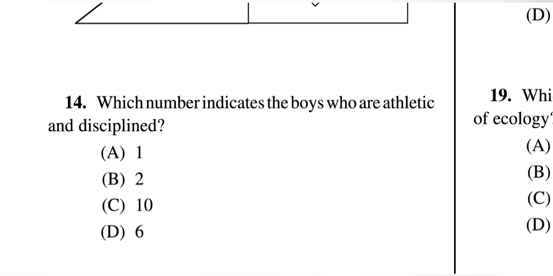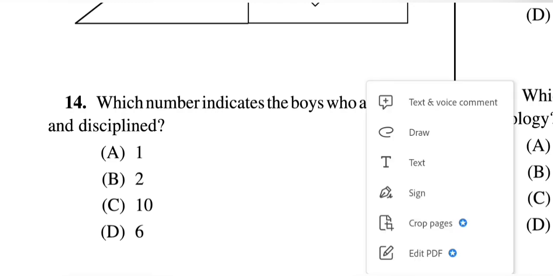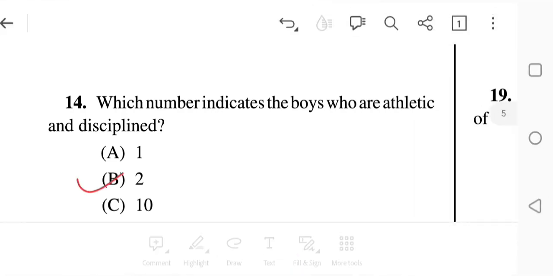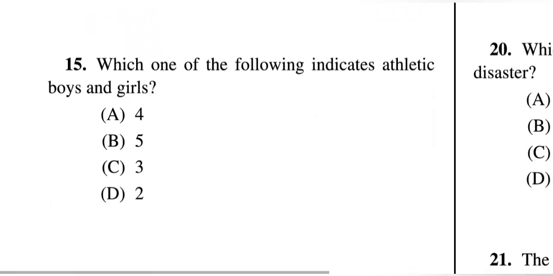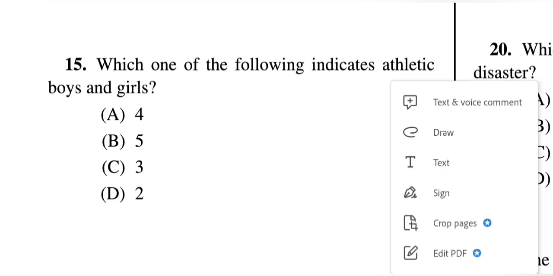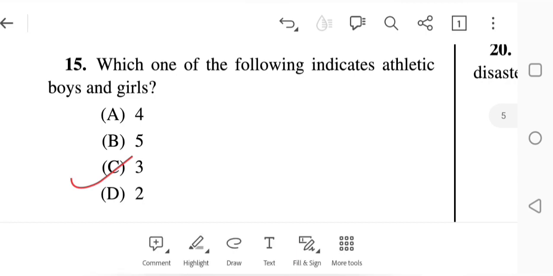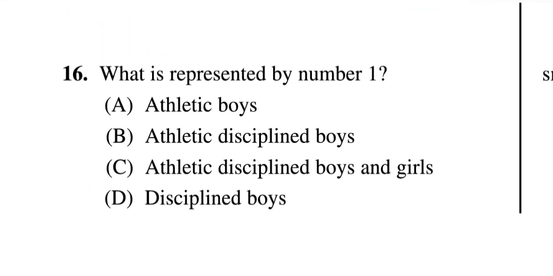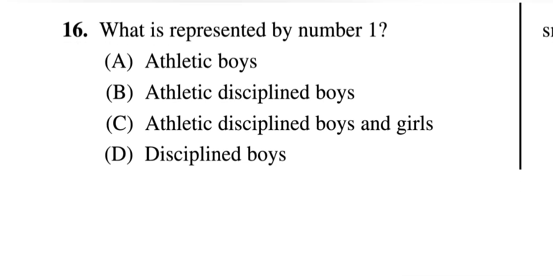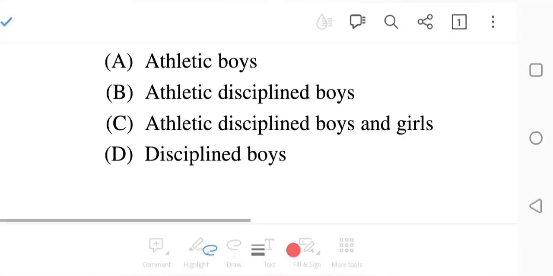1, 2, 10, 6. So the correct answer will be 14B, number 2. Number 2 is the correct answer. Similarly, now number 15, it says, which one of the following indicates athletic boys and girls? That is number C, that is 3. Number 16, it says, what is represented by number 1? Athletic boys, athletic disciplined boys, athletic disciplined boys and girls, disciplined boys. Correct answer is D, that is disciplined boys. This is represented by number 1.